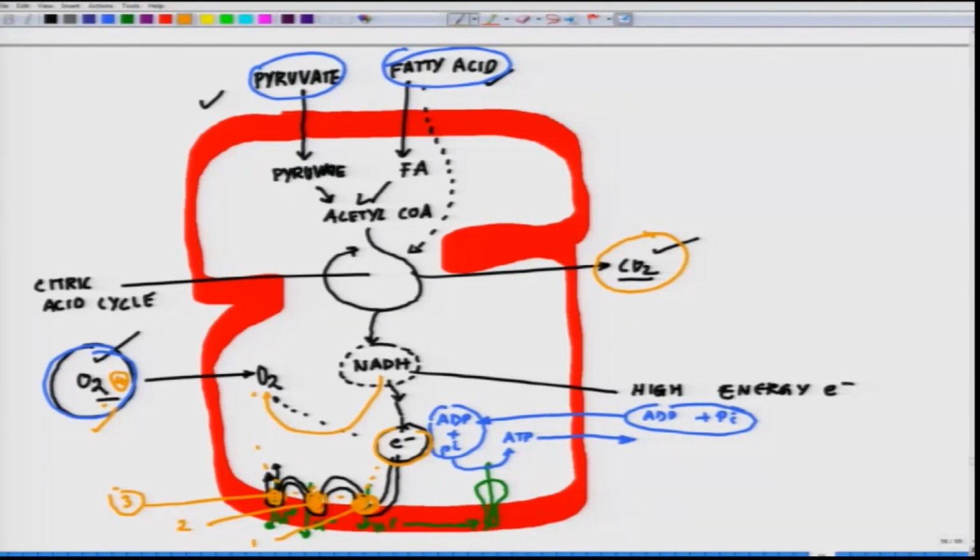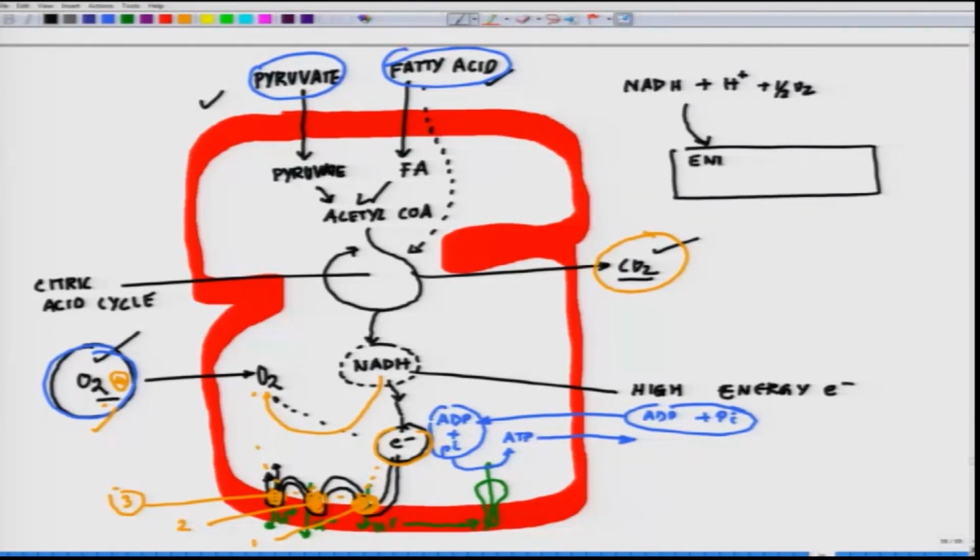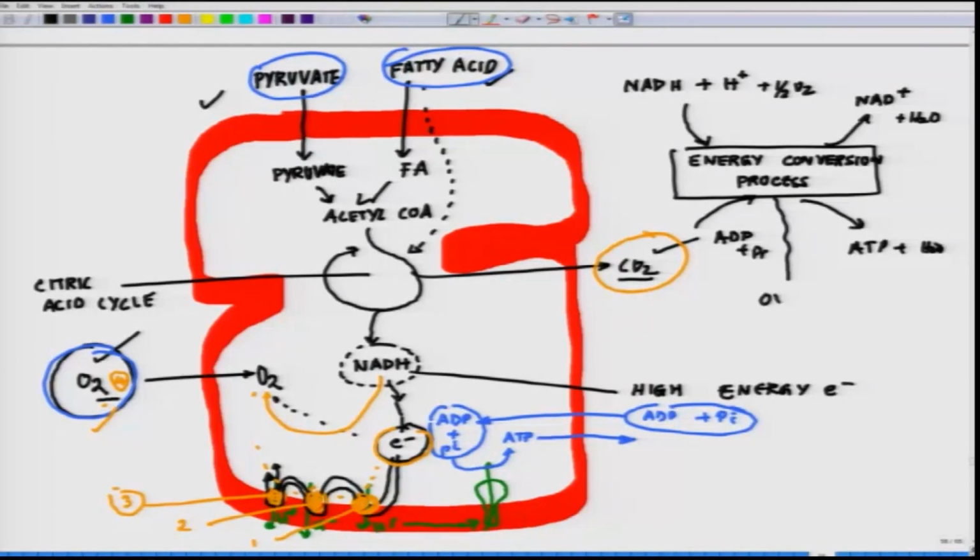But what is the significance of this? Why does nature do something like that? On a simplistic note, this is what is happening here: NADH plus H plus and half O2 come into the energy conversion process. This leads to NAD plus and H2O, and out here you have ADP plus Pi generating ATP plus H2O. This process is oxidative phosphorylation, because it is phosphorylation, as you are adding a phosphate group.